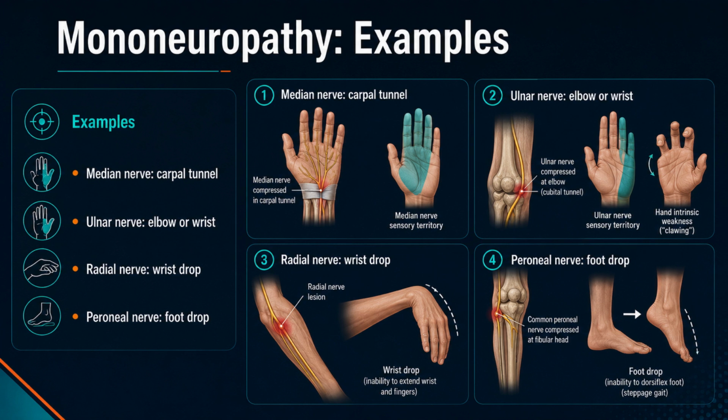Median neuropathy commonly causes hand sensory symptoms and thenar weakness. Ulnar neuropathy affects ulnar hand sensation and intrinsic hand muscles. Radial neuropathy may cause wrist drop. Common peroneal neuropathy can cause foot drop with sensory loss over the dorsum of the foot.